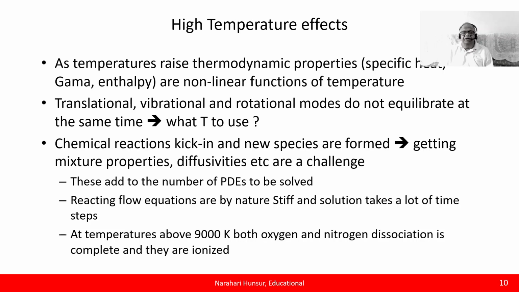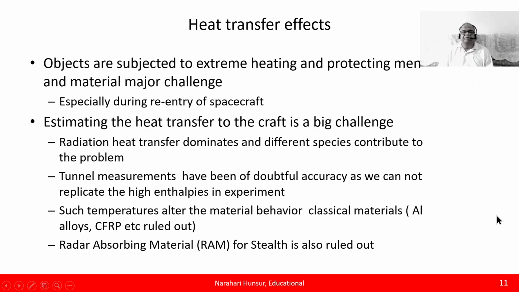Another thing, these chemical reactions depend on the exponential of the temperature. So a small change in temperature leads to a very large change in the reaction rates. So by nature, these equations are very stiff. Of course, standard stiff equation solvers are now also available in MATLAB and other open domain software. So at temperatures above 9,000 degrees, oxygen dissociation happens and the species are ionized. Once they are ionized, you also have other issues which we'll briefly touch on a little later.